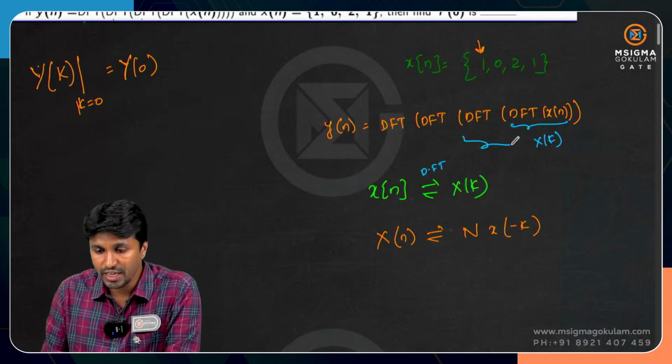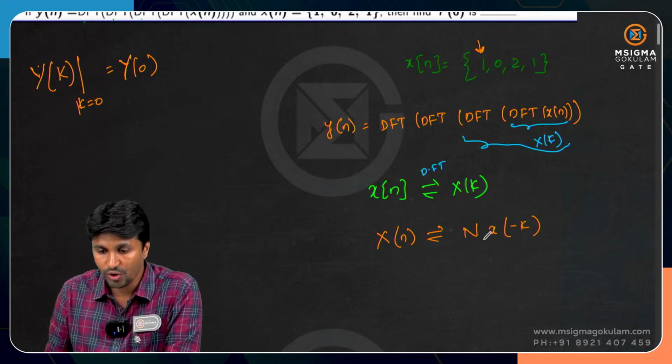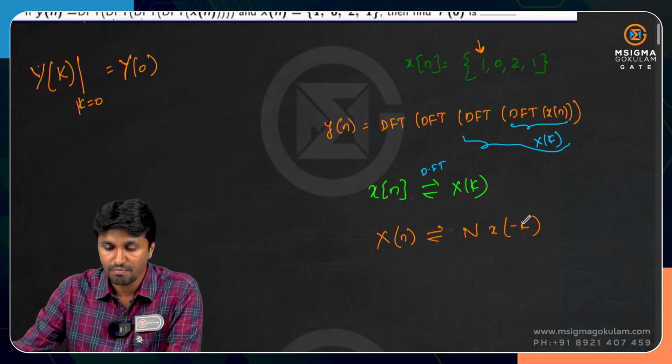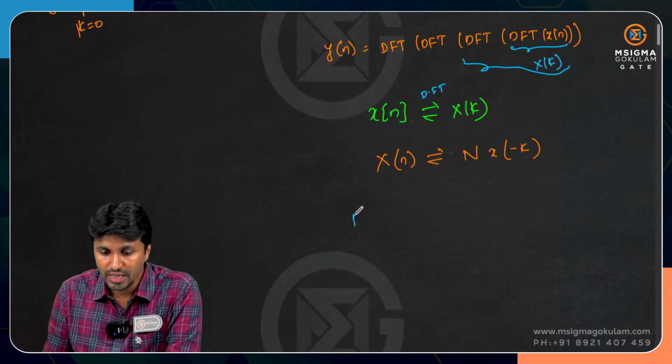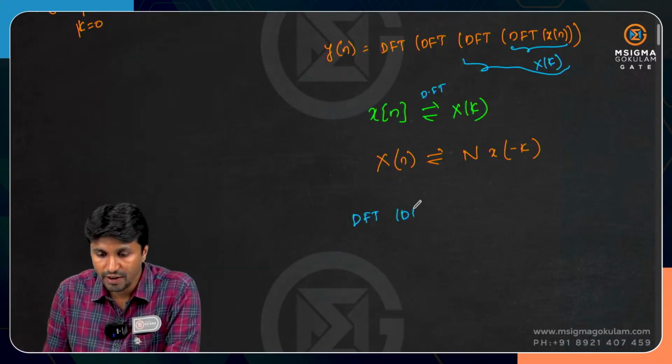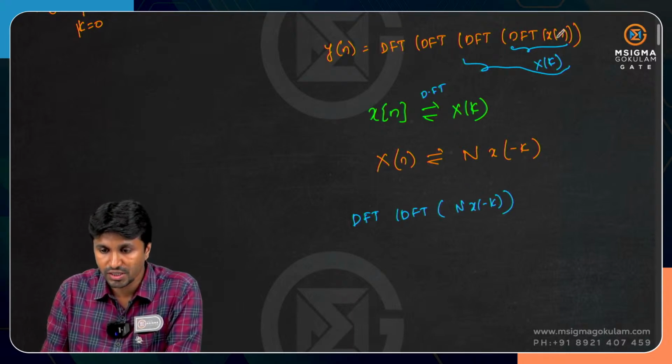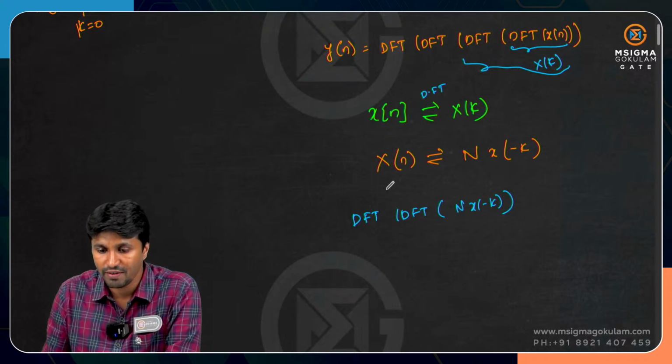Now what is the DFT of X of k, which we have already calculated? This is nothing but N into x of minus k, right? So the DFT of N into x of minus k is what we need, and we have already calculated the DFT of x of k, which is N into x of minus k.